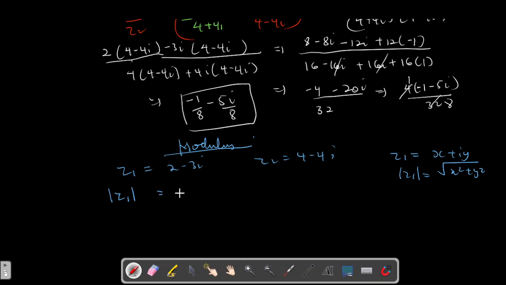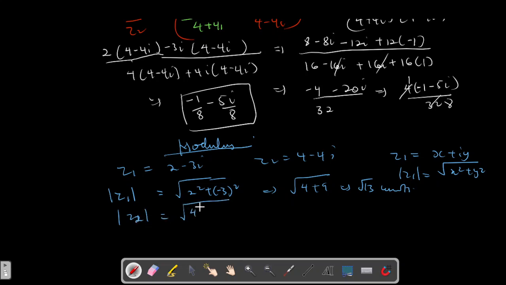So this gives me the square root of 2 squared plus open bracket negative 3 squared. And this is giving me the square root of 4 plus 9. That is square root of 13 units. As simple as that. The same for this. The modulus of z2 is simply equal to the square root of 4 squared plus negative 4 squared, and this gives me the square root of 16 plus 16, that is 32. Square root of 32 units, and that is all about modulus of complex numbers.